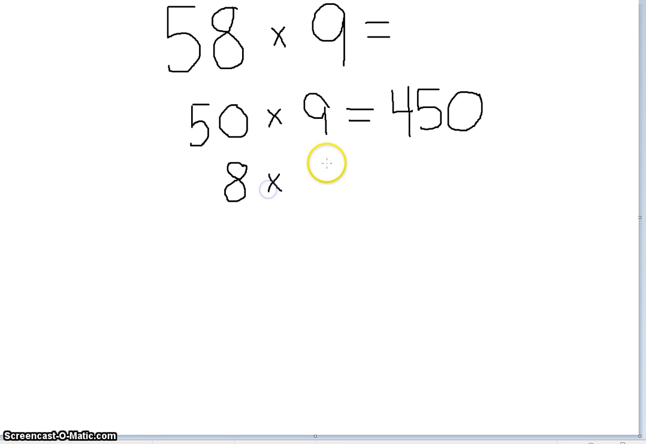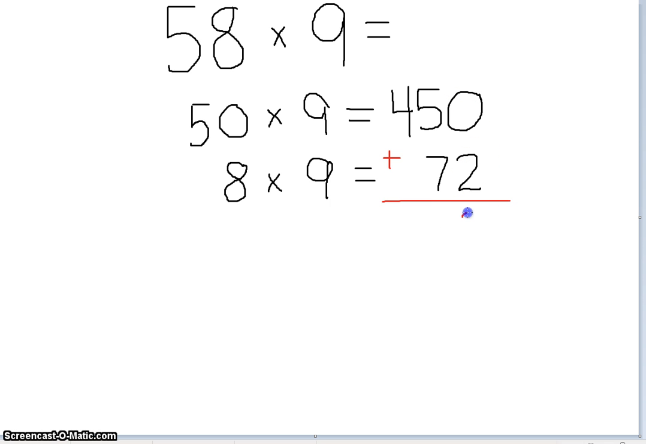8 times 9 equals 72. Remember, it's important to line your numbers up so that your last step to add is already ready for you. Now I'm going to add 450 plus 72.